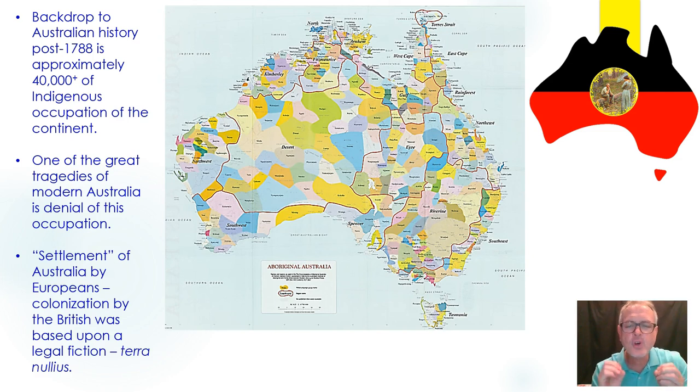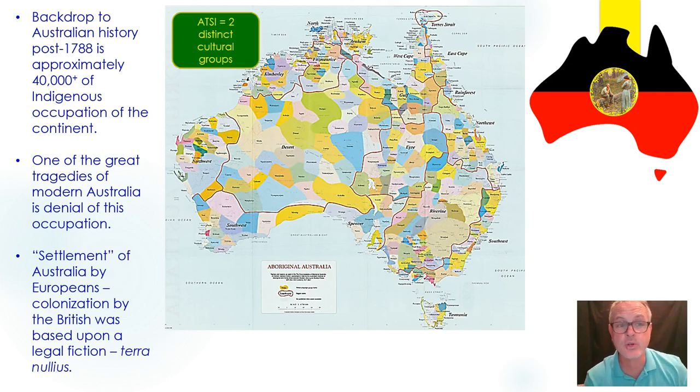The process of colonising Australia by the British was based upon a legal fiction called terra nullius. The British settled in Australia on a legal understanding that no one occupied this land. It was land for the taking. And this is a fiction. So we in Australia have struggled for a couple of hundred years of how we engage with our Indigenous history.